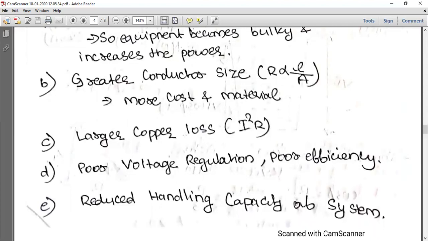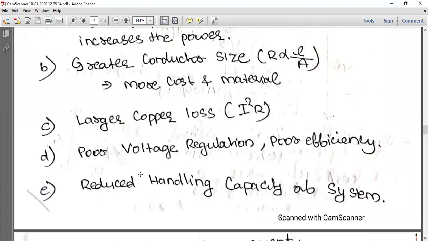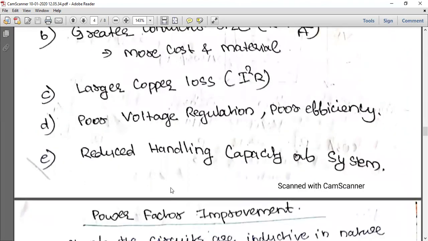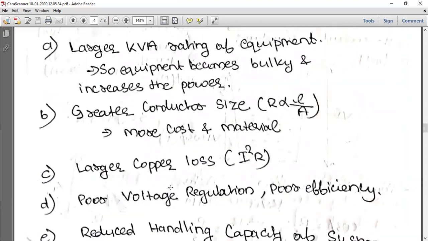So larger copper loss. And also poor voltage regulation. Voltage regulation means when the current is flowing, there will be voltage drops. Because of the low power factor, there will be voltage drop. As a result, the available voltage at the receiving end will be very less. So that results in poor efficiency. That's poor voltage regulation. You don't have to study what is voltage regulation and all. And reduced handling capacity of the system. Overall system is becoming too bulky because of the reduced handling capacity.